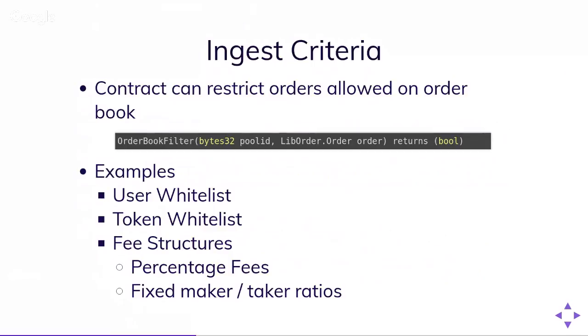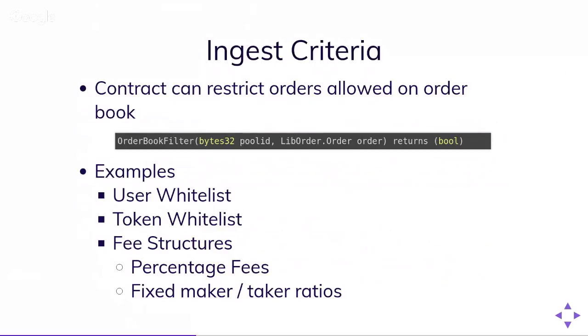I'm sure there are a plethora of other things that could be done with the order book filtering contracts. This is just a small handful of examples, but essentially you have access to the entire blockchain to evaluate whether or not an order should be included in the order book.